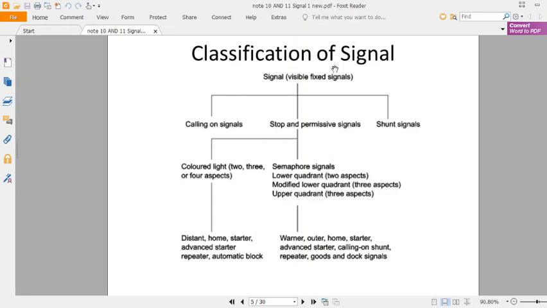The fixed signal is divided into three parts: calling on signal, stop and permissive signal, and shunt signal. Under stop and permissive signal there are colored light signals and semaphore signals, and lower quadrant, modified lower quadrant and upper quadrant are basically different categories of the semaphore signal. Now this semaphore signal can be used as an outer signal, a warner signal, a stop signal, a home signal, a calling on shunt signal, etc. We will discuss this in the later section.